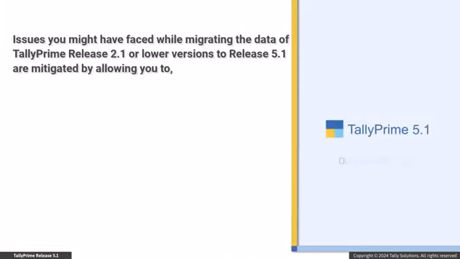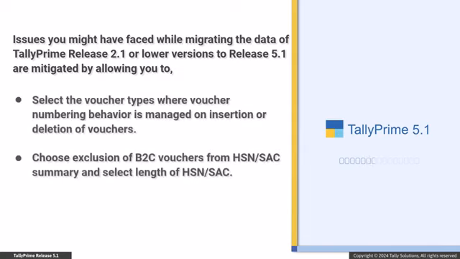As you can see, the issues that you might have faced while migrating the data of Release 2.1 or lower versions to Release 5.1 are mitigated by allowing you to select the voucher types where voucher numbering behavior is managed on insertion or deletion of vouchers. Choose exclusion of B2C vouchers from HSN SAC summary and select length of HSN SAC.